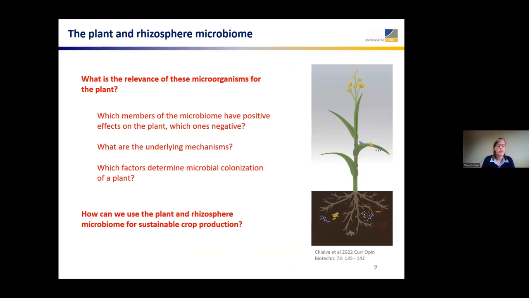So the questions we need to address are: what is the relevance of all these different microbes for the plant? Which of the members we see may have additional positive effects on a plant, or which ones may have more negative effects? And what are the underlying mechanisms by which these microbes may improve plant growth and development? Another important question in this context is which factors determine the microbial colonization of the plant? How can we possibly manage plant cultivation in a way that we gain more benefit from potentially beneficial microorganisms? These are the driving questions, but I would like to start to illustrate a little bit more about the mechanisms.